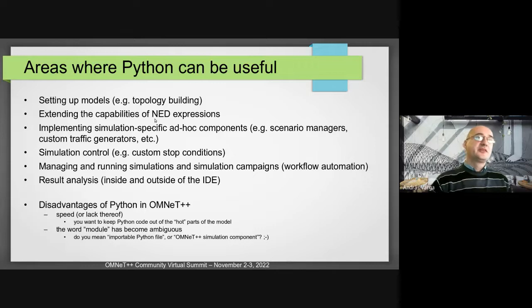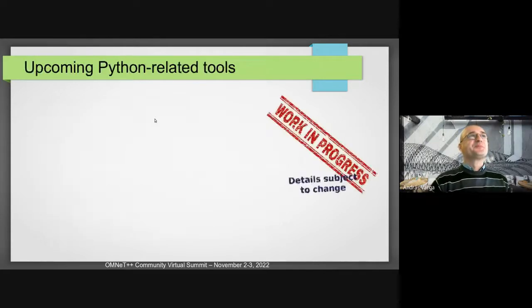And there are some disadvantages, of course, like Python is not the fastest programming language, but this only means that you should probably avoid using Python in the hot parts of the simulation model. It doesn't matter if Python code just runs once in a while during the simulation. It's not a significant slowdown. And of course, now if I say module, it can mean Python module or OMNeT++ module, which is slightly confusing sometimes. Okay, so what tools do we envision for this support?